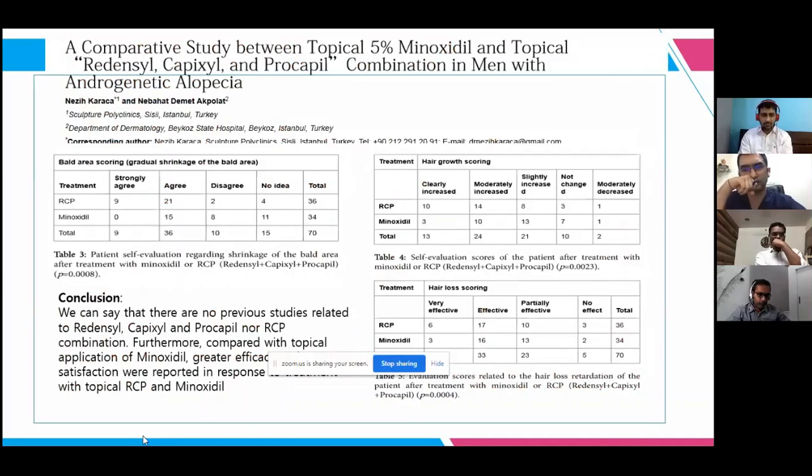And there was a comparative study between topical 5% minoxidil and a topical Iridin, Capixyl, and Procapil combination in androgenetic alopecia. In conclusion, they said that even though there are no previous studies related to this compared to topical application, greater efficacy and satisfaction were reported in response to this RCP combination, that is the Iridin, Capixyl, and Procapil combination. They found good satisfaction and good efficacy. So that is one of the studies they have mentioned here.